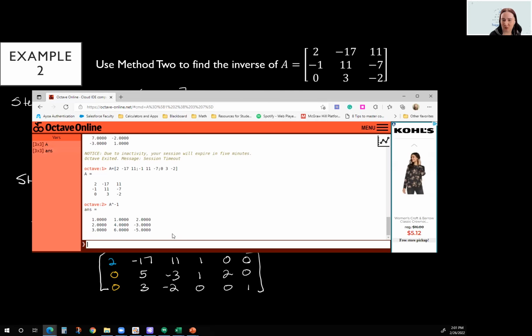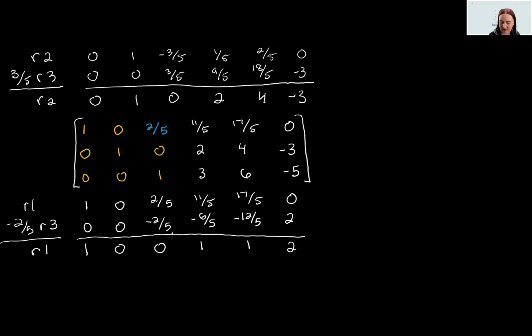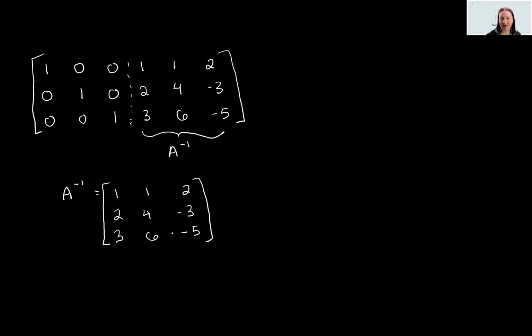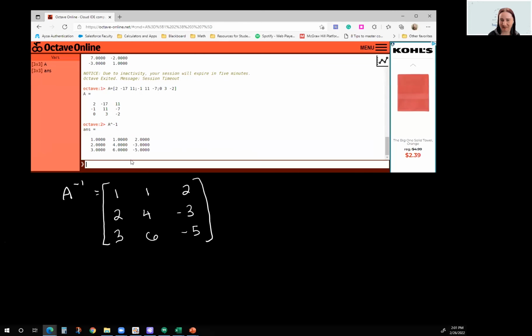1, 2, 3, 1, 4, 6, 2, -3, -5. Okay, we didn't make any mistakes this time. Yay! You can see it checks out. All of the work was correct. So this is how you find an inverse.